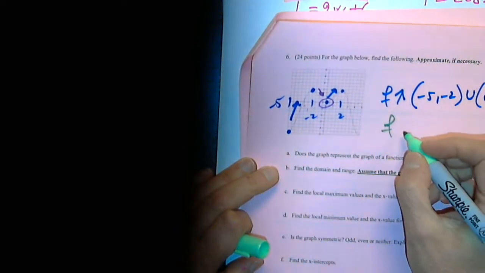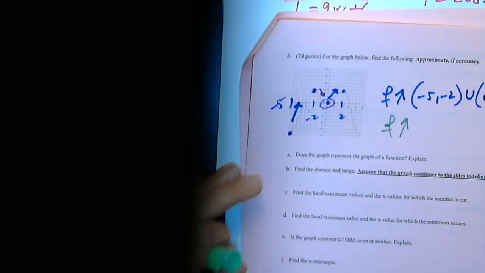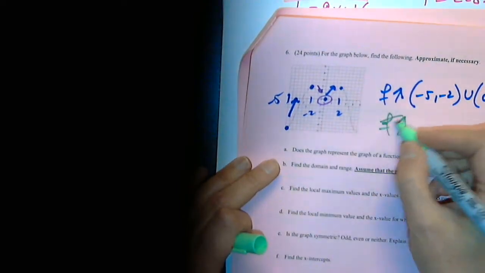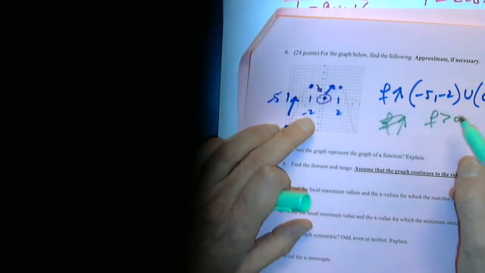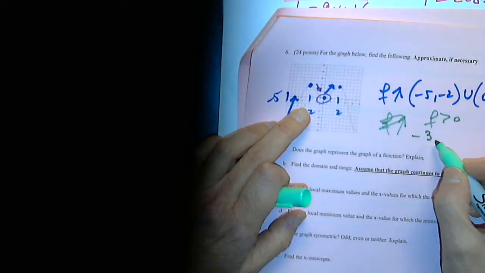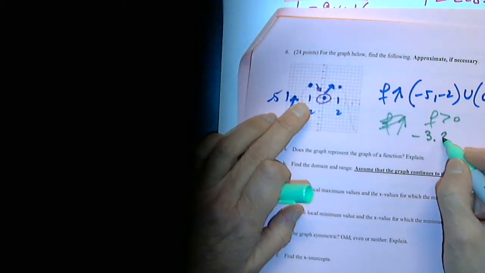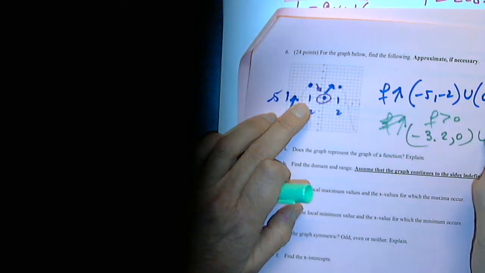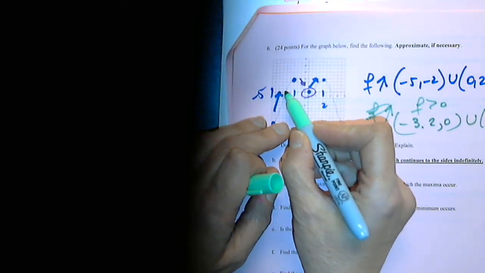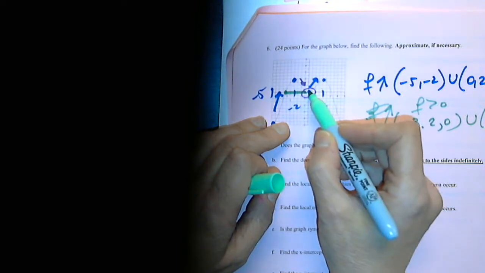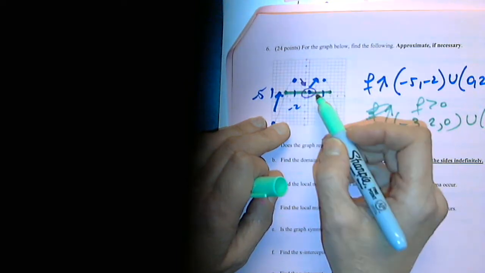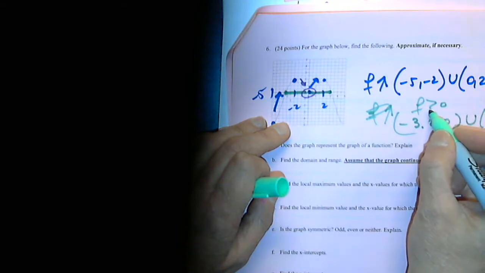So f is increasing. Oh, no, positive, I'm sorry. So yes, positive for x between -3.2, comma 0, union 0, 3.2. So for this x and for this x, but not 0, because I don't have the equal symbol.